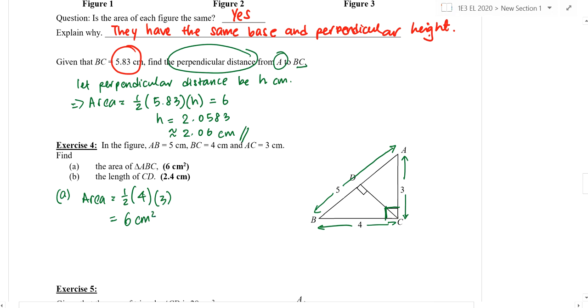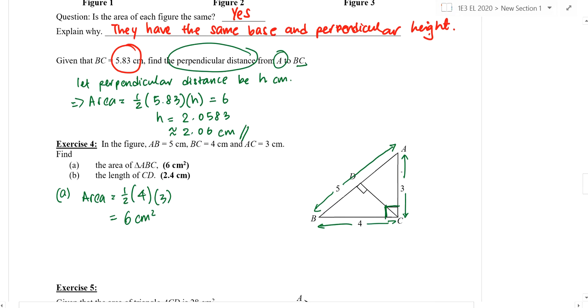Now note, if you were to choose AC as your base and BC as your height, you will still get the same answer. However, if you were to choose AB as your base, so AB, the base is 5, we will need DC, which is the perpendicular height, to find the area of the triangle, which we don't have. So we cannot select AB as the base.